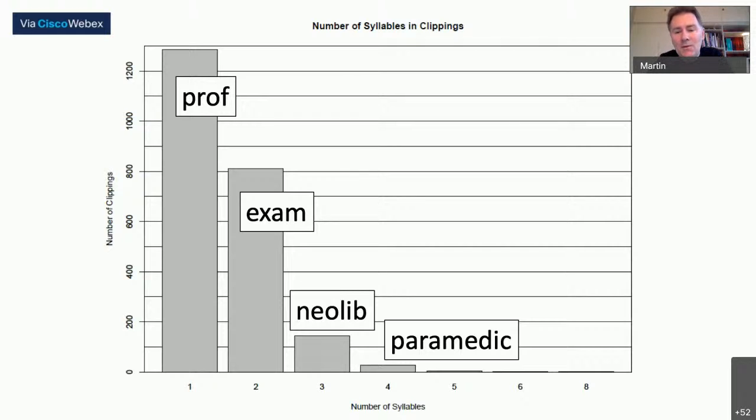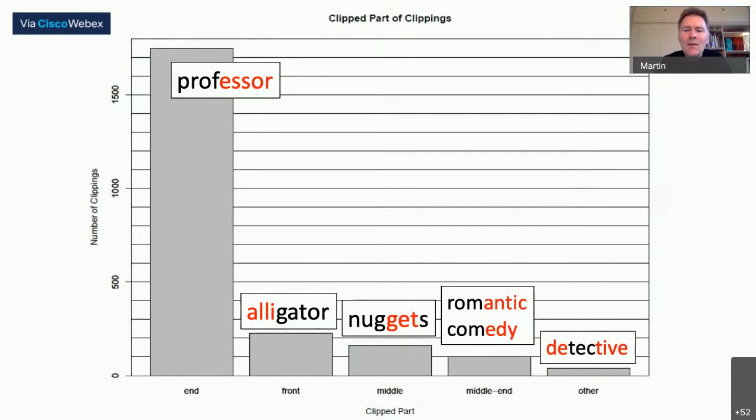This aligns with earlier observations of studies that have examined large collections of authentic clippings. So far, that's not a big surprise. This graph here shows you how speakers create clippings. So what are the parts that are typically missing? Again, there's a clear tendency.